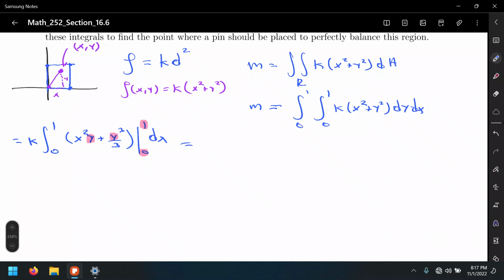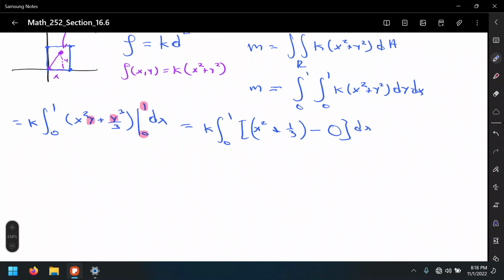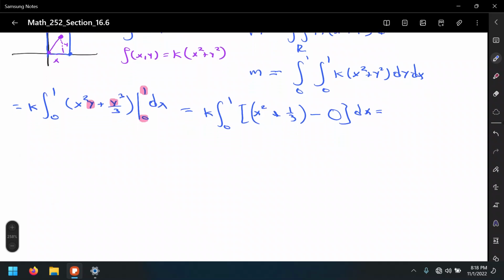So that's equal to k times the integral from 0 to 1. So that's 1 times x squared, that's simply x squared, plus 1 cubed over 3, plus 1/3, minus, well, do we agree that this is going to be a big 0? Because we're going to plug in 0 on both y's right here, and that times dx. And how do we know we're doing the right work? Because this remaining single integral is with respect to one single variable. That's always a good way to check that we're doing the right work.